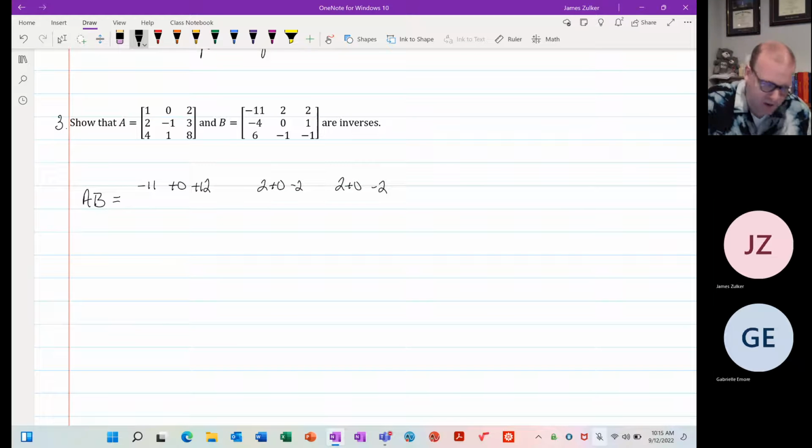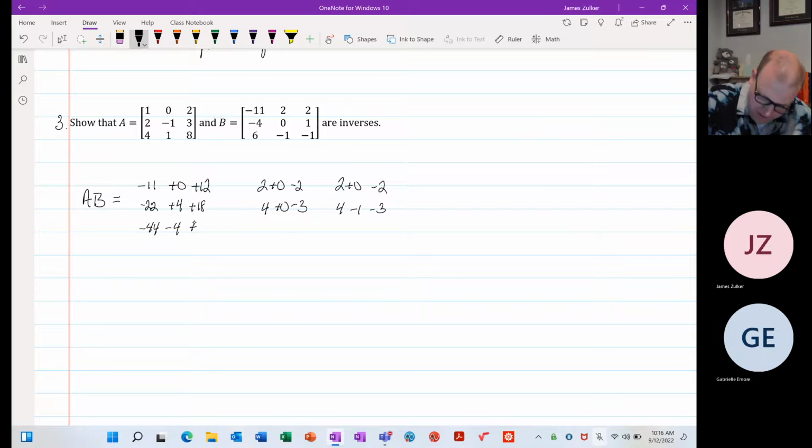Row 2, column 1: negative 22 plus 4 plus 18. Row 2, column 2: 4 plus 0 minus 3. Row 2, column 3: 4 minus 1 minus 3. Row 3, column 1: negative 44 minus 4 plus 48. Row 3, column 2: 8 plus 0 minus 8. And then finally, row 3, column 3: 8 plus 1 minus 8.